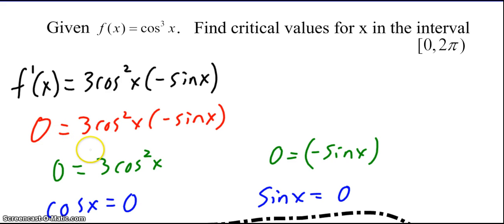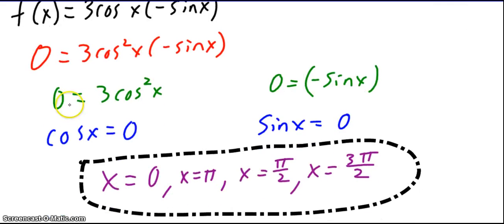Set the derivative equal to 0, and since this is all multiplication, I can just set each product equal to 0 from our zero product property. So 0 equals 3 cosine squared of x, divide by 3, take the square root, and I get cosine of x equals 0. 0 equals negative sine of x, divide by negative 1, so sine of x equals 0. Where does sine of x equals 0? Sine of x equals 0 at 0 and pi. Where does cosine of x equals 0? Cosine of x equals 0 when x is pi halves and 3 pi halves.